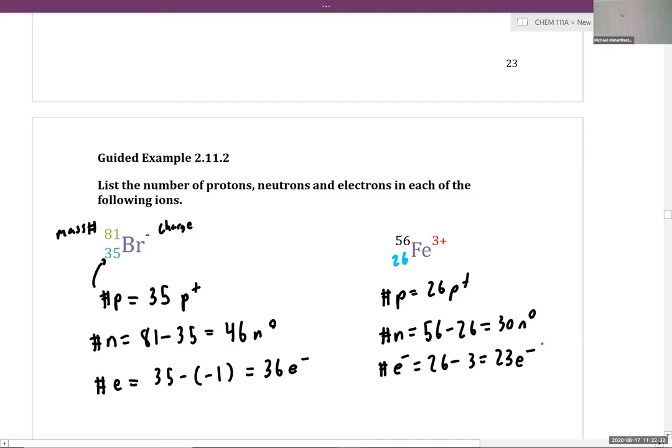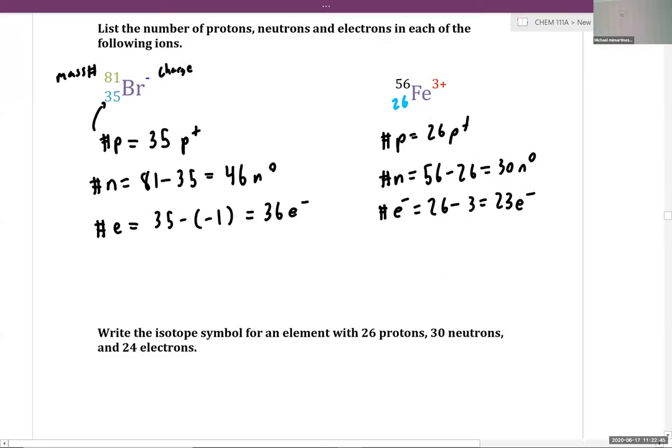Perfect. So, any questions on these examples? If not, let's have everyone work.